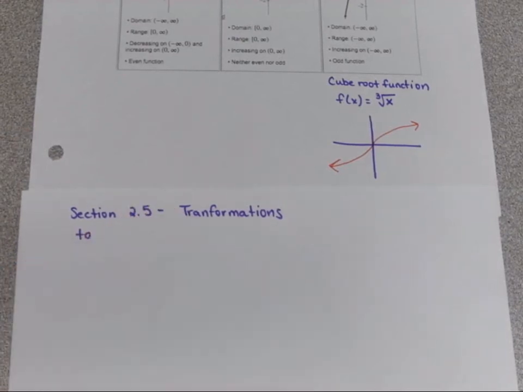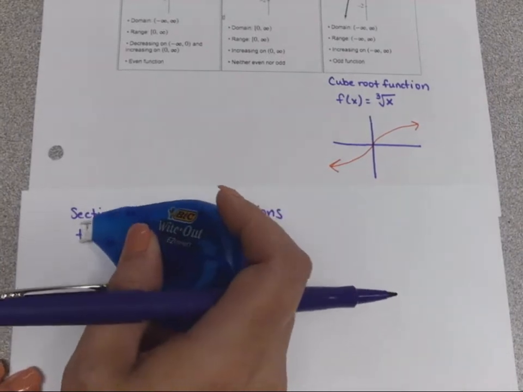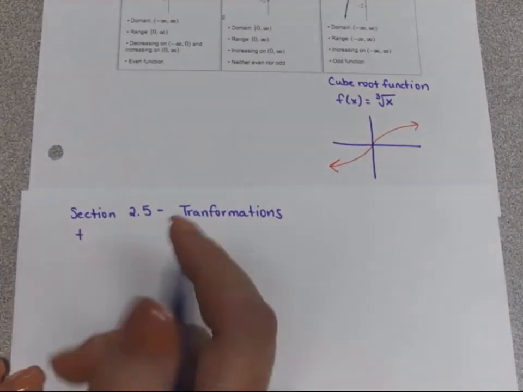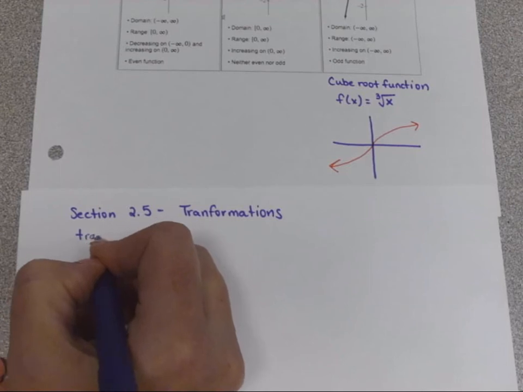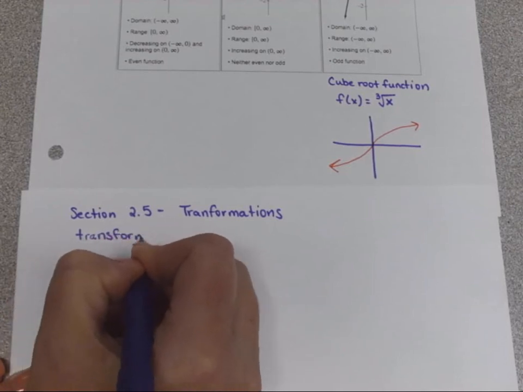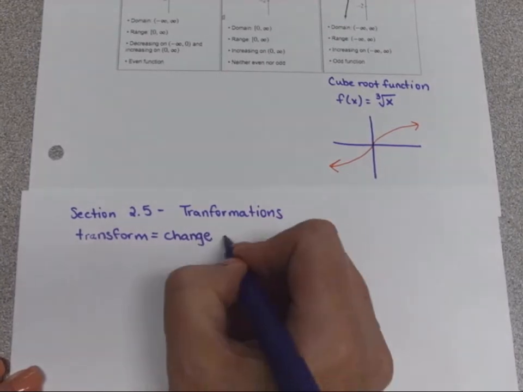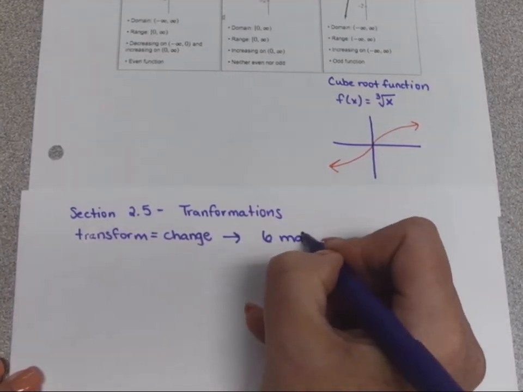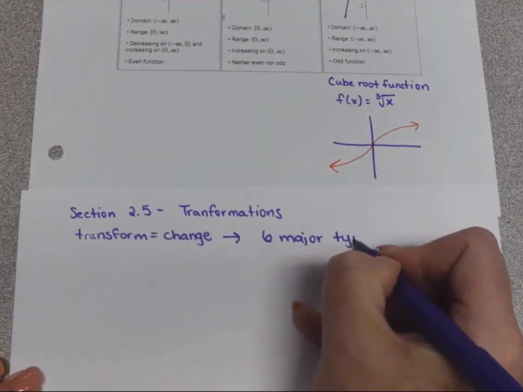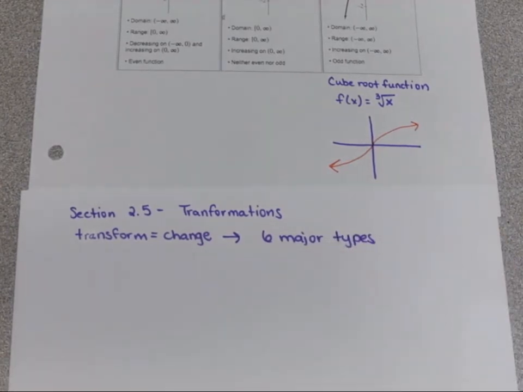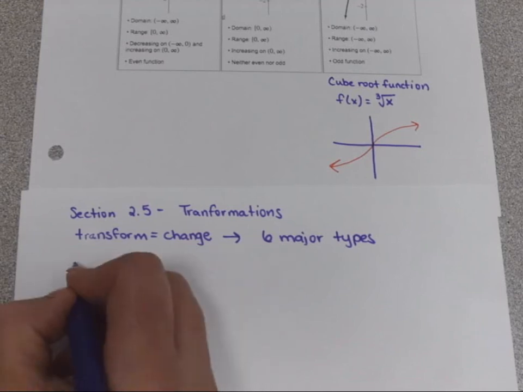So we already mentioned this, but the word transform means to change. So we're going to talk about how we take these common graphs that we just mentioned and how can we make changes to them. Okay, and just so you know, there are 6 major types of changes that we're going to discuss. And again, consider your calculator your backup tool. It is not supposed to be the end-all be-all and the only way you know how to do anything. Okay? You want it to kind of back you up and kind of confirm what hopefully you already know.